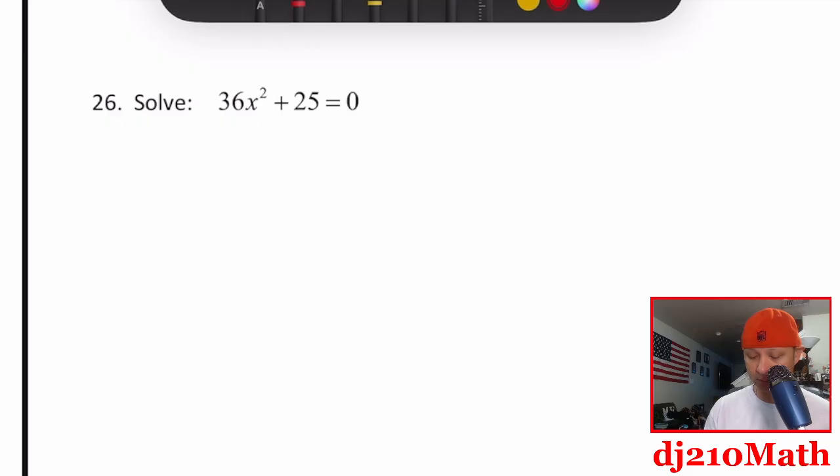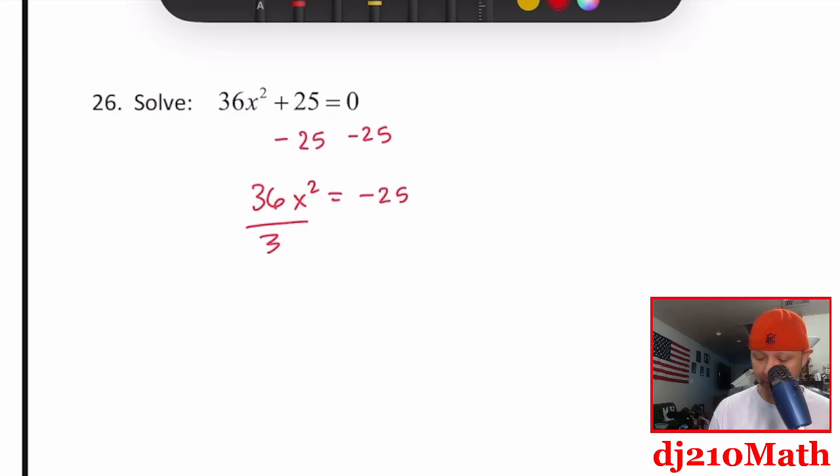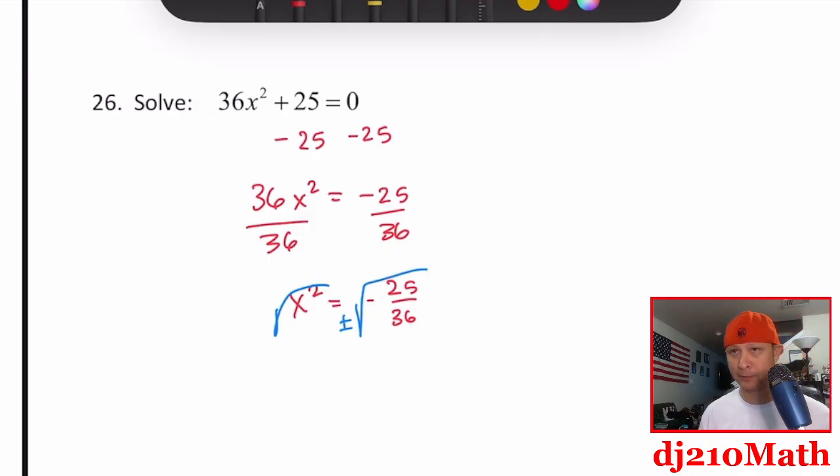Just isolate the x. Minus 25. 36x squared is equal to negative 25. Divide both sides by 36. x squared is equal to negative 25 over 36. Take a square root of both sides. Don't forget about plus or minus.